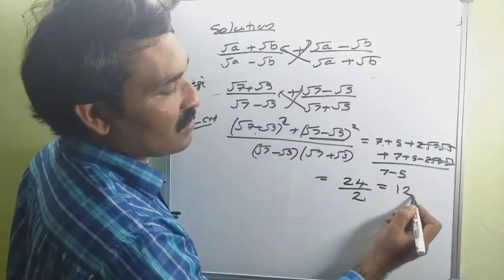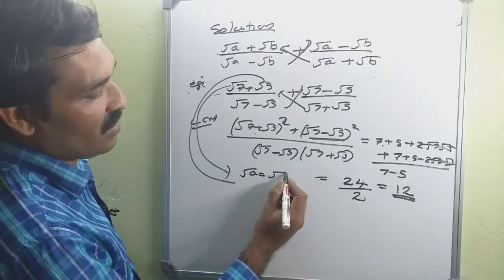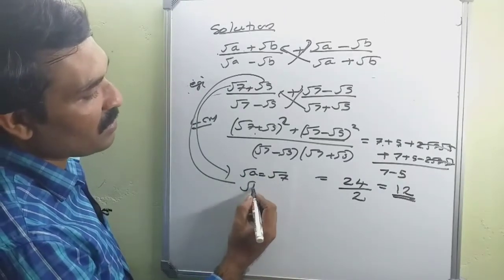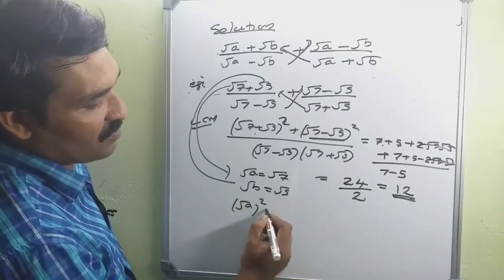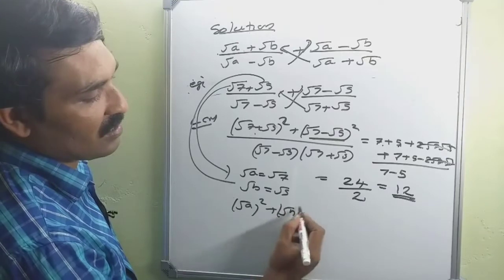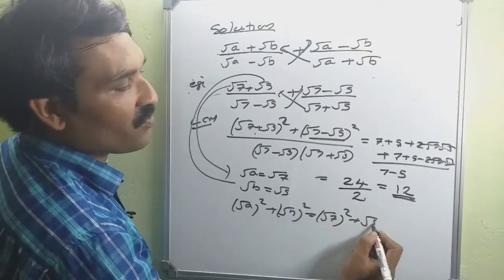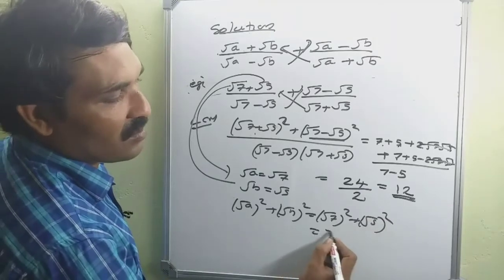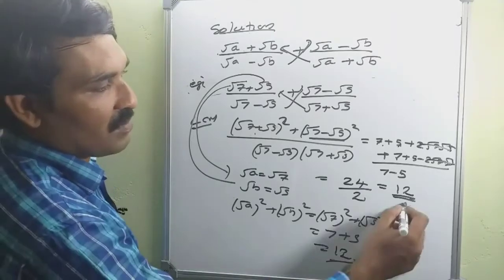We get answer is equal to 12. Root A is equal to root 7 and root B is equal to root 5. Now root A square plus root B square, that is equal to root 7 square plus root 5 square, is equal to 7 plus 5, is equal to 12. The same answer.